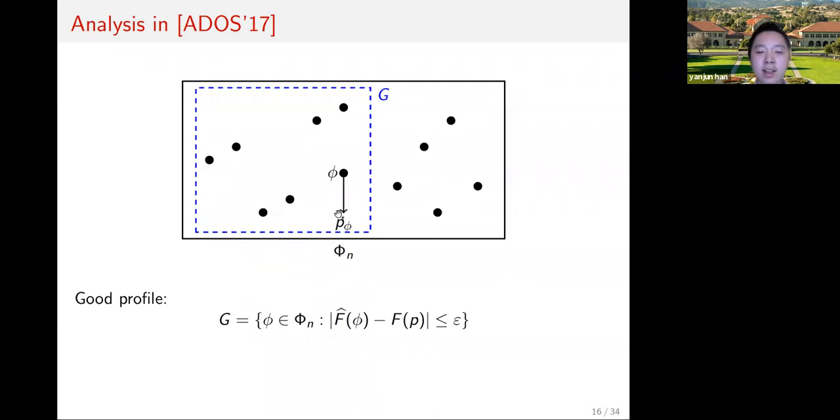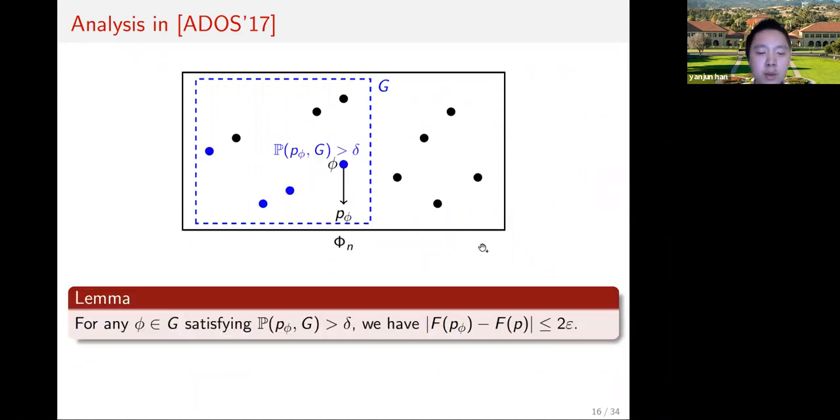Suppose the blue rectangle represents the set of good profiles, G. Then it is clear that the probability of profiles in G under P will be at least 1 minus delta, because the error probability of the given estimator is at most delta. So this is the definition of the good profile. And now we would like to find a good criterion on when the PML, P_phi, will also be close to the truth.